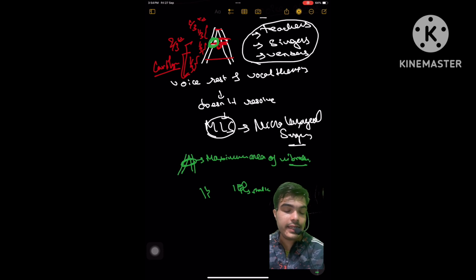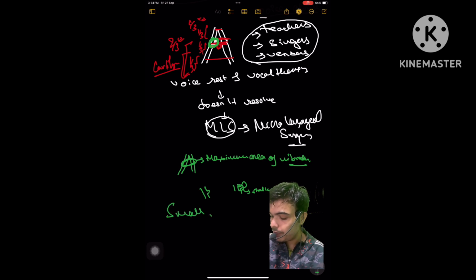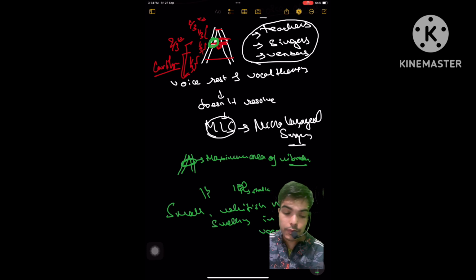On examination, what you will see is small whitish nodular swelling in both the vocal cords. So you have to write it this way: small whitish nodular swelling in both the vocal cords. That means it's bilateral, in both vocal cords.